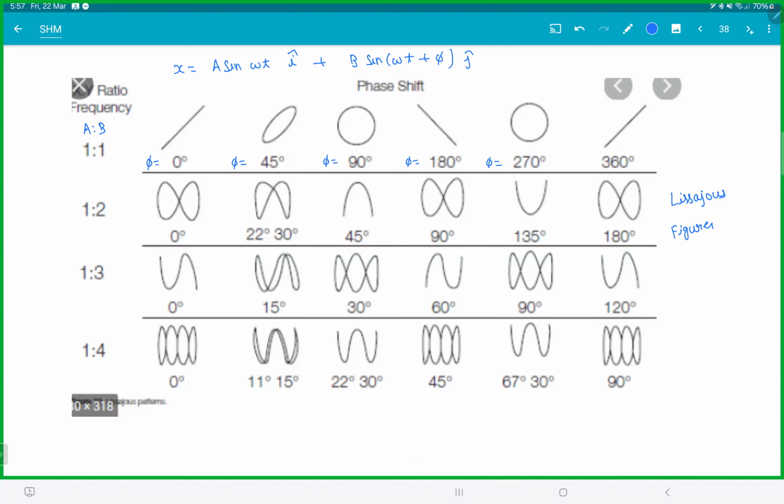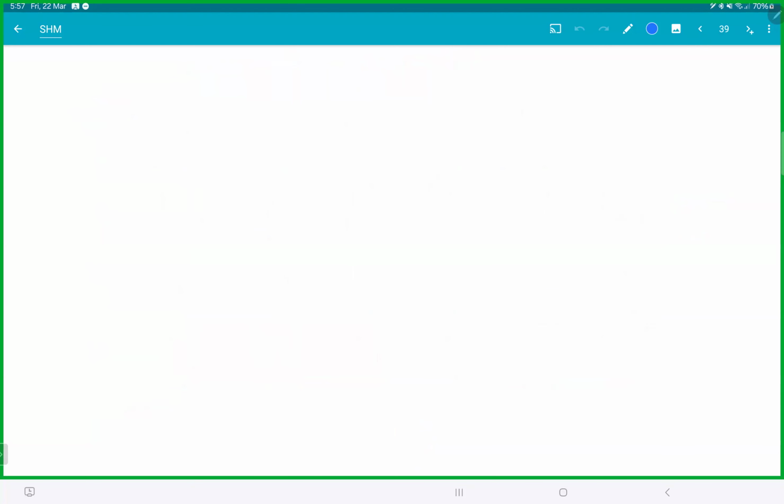Clear with this? Phasors is very important, because it will come in 3 more chapters and is quite a useful concept. The next thing. Lissajous figures is not there in the portion. I just showed you, just in case. You can get quite weird shapes.